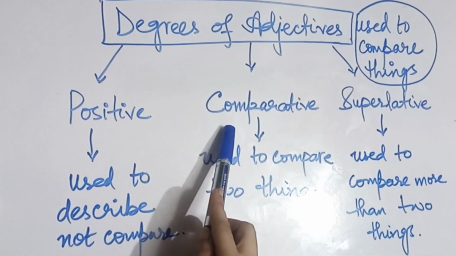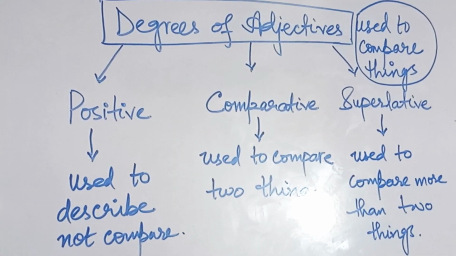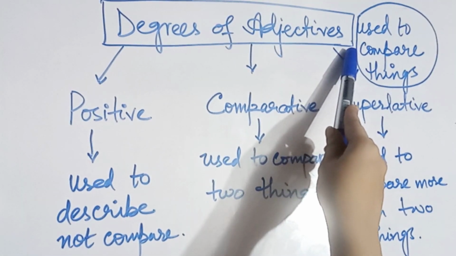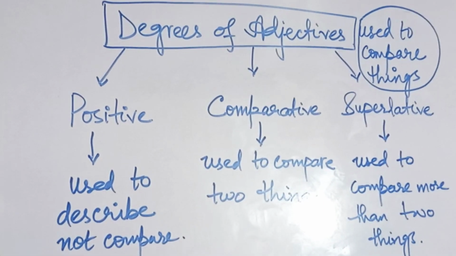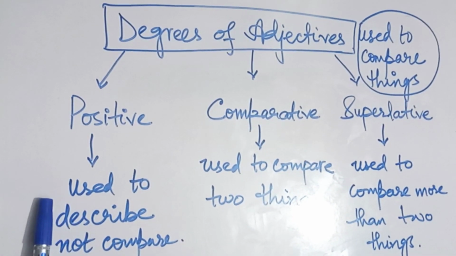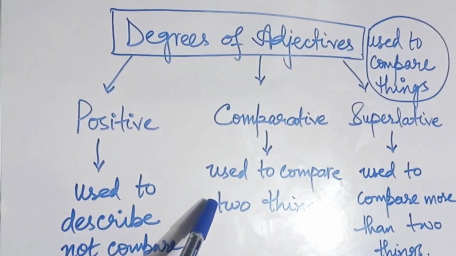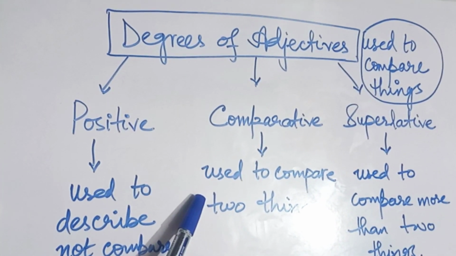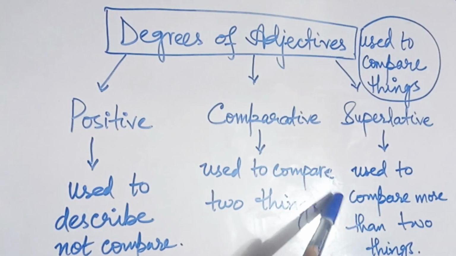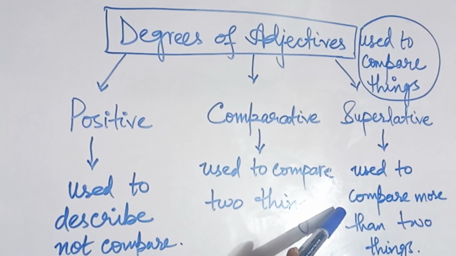So adjectives have 3 degrees of comparison: positive, comparative and superlative. Degrees of adjectives are used to compare things. So number 1 is positive degree. Positive degree is used to describe, not compare things. Number 2 is comparative degree. Comparative degree is used to compare two things. And number 3, superlative degree. Superlative degree is used to compare more than 2 things.